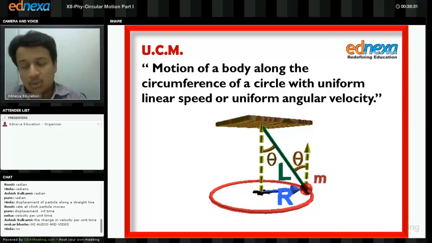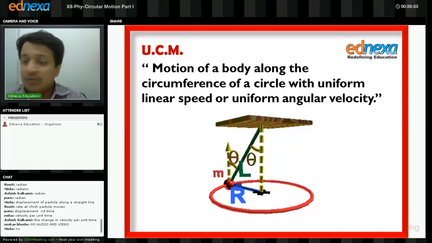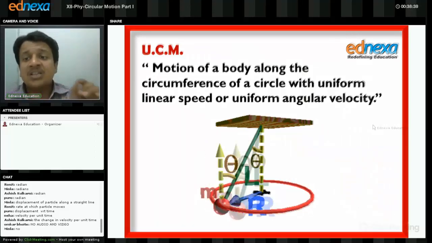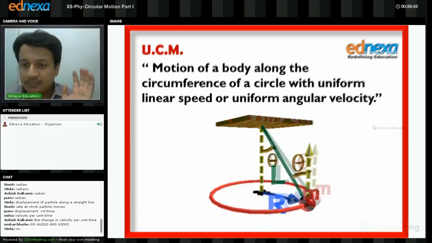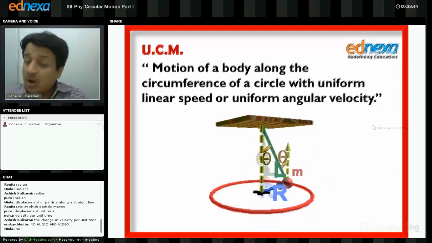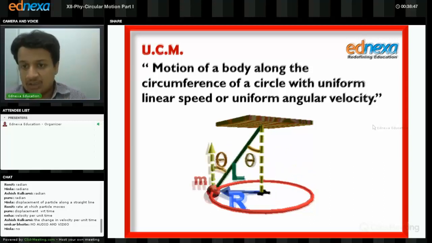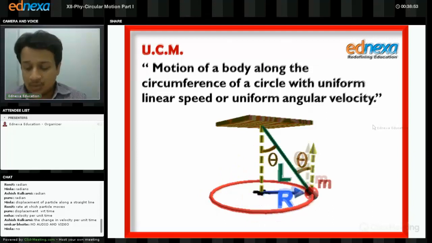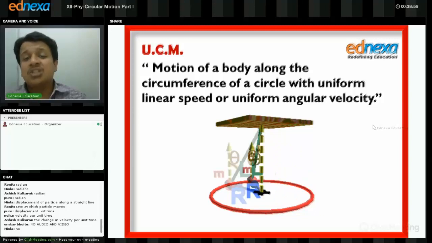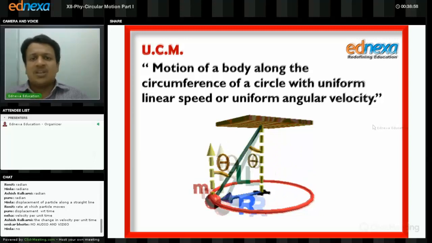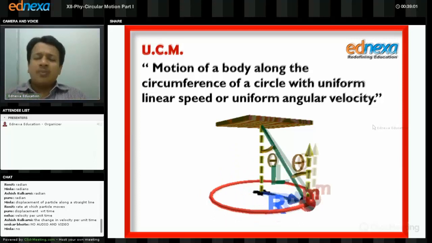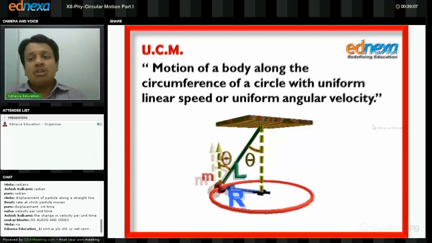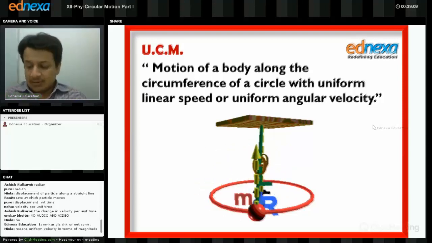Yes? No. The direction of linear velocity will not remain constant, and therefore we use a particular word over here, that is uniform linear speed, or uniform angular velocity, where angular velocity also will remain constant. So then we are going to call it UCM. So what is the simple definition of UCM? Motion of a body along the circumference of a circle with uniform linear speed or uniform angular velocity. Done.